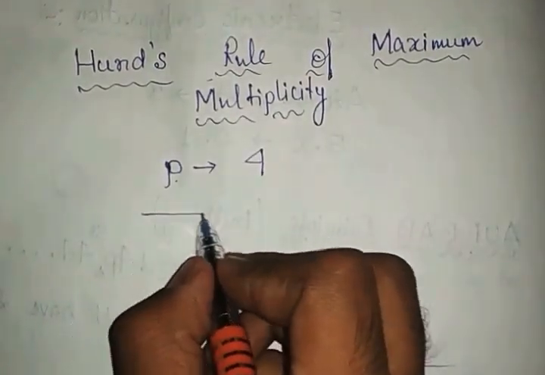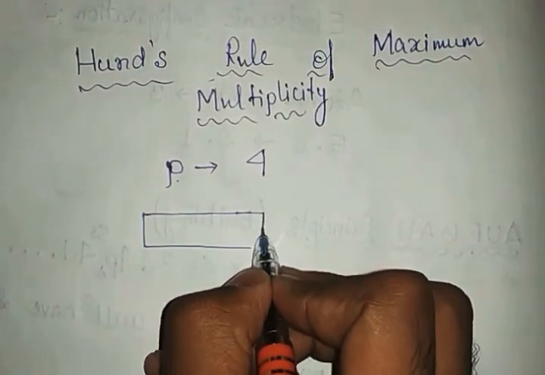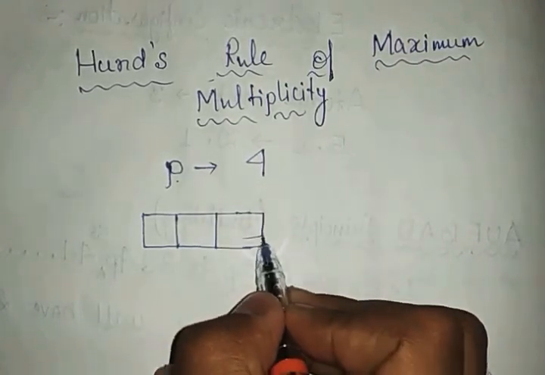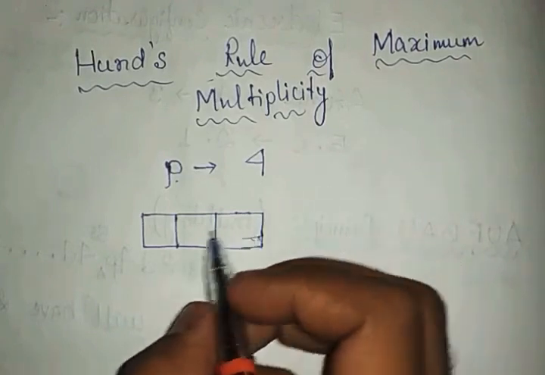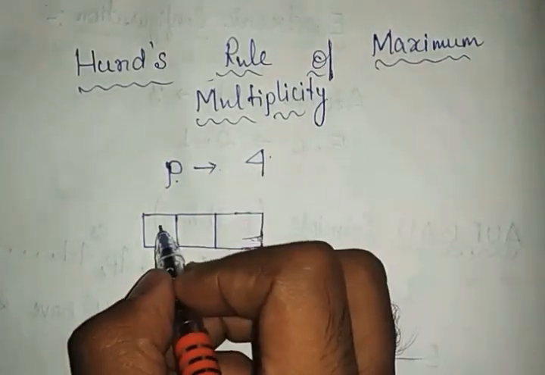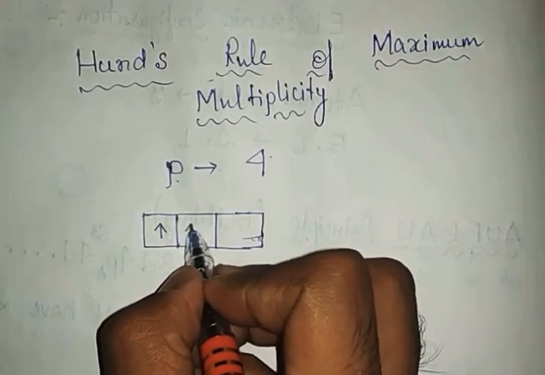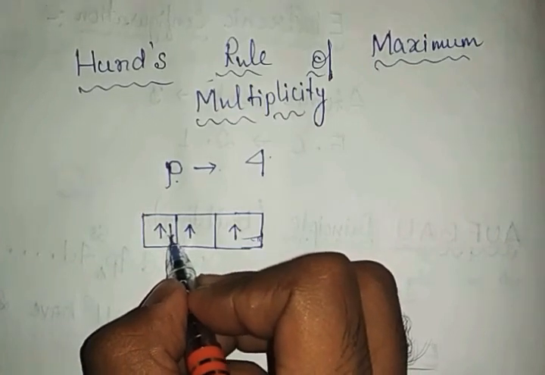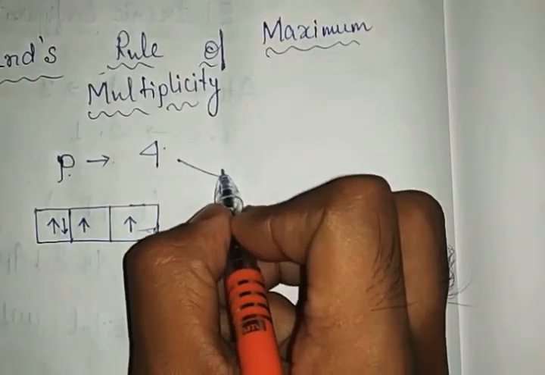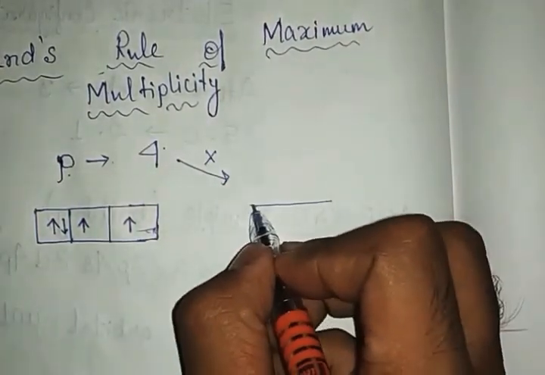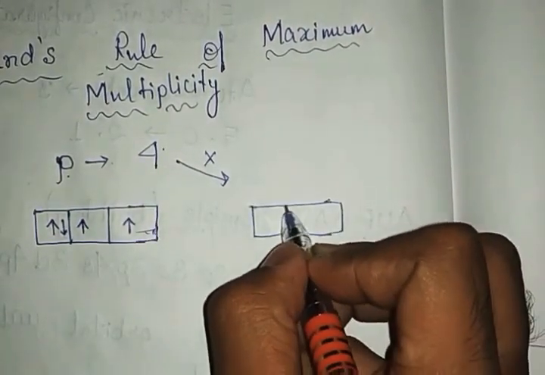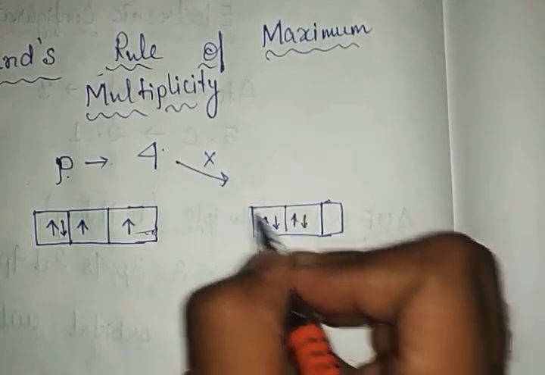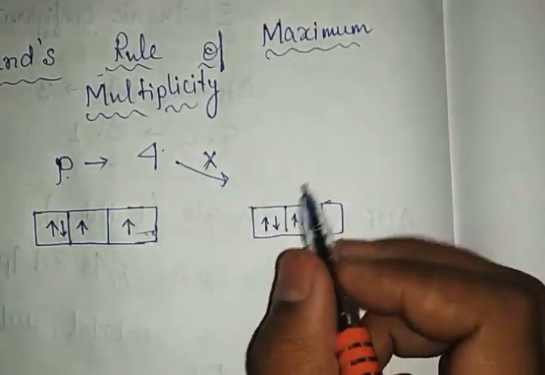What did I say? This p has 3 suborbitals. Then these 4 electrons will first of all be singly occupied. All of them will be singly occupied. Then the 4th electron will come and it will pair up. Means it won't be like this, where we are giving 2 here and then 2 here. That won't be followed. This was said by Hund.